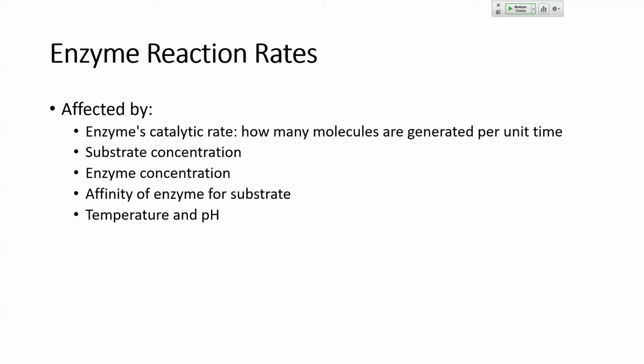Now, the affinity really talks about how much the substrate and the enzyme like each other. How willing are they to bind to each other? And that can vary depending on a lot of different factors, like substrate concentration, enzyme concentration, the local environment, like the pH and temperature. But basically, how willing are the enzyme and substrate to binding to one another? If they have a strong affiliation, we have a faster rate. If they have a weak affiliation, we have a slower rate.